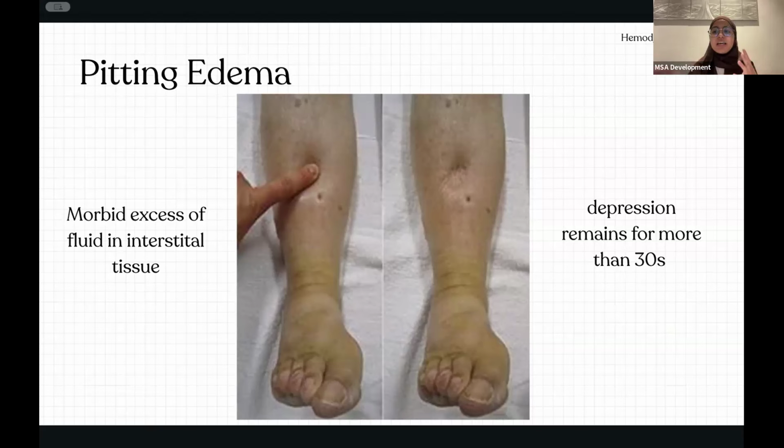Because in pitting edema, the fluid that's in the interstitium is free fluid. In people with non-pitting edema, the fluid in the interstitium is protein-bound. So when you press it, the fluid becomes displaced in pitting edema. When you press it in non-pitting edema, the fluid is not displaced because it's bound to protein. So it's kind of like heavier, if that makes sense.